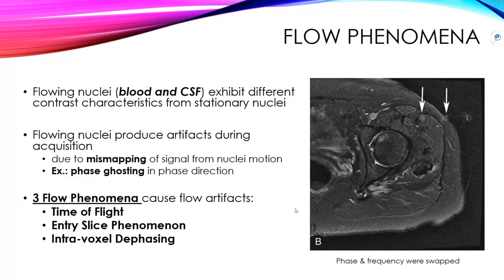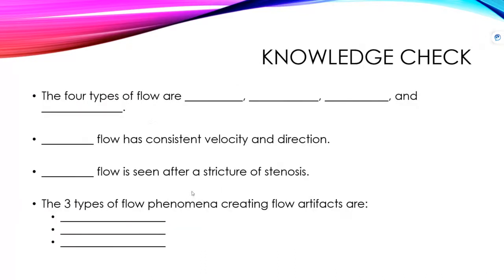So the 3 types of flow phenomena that we encounter in the body are time of flight, entry slice phenomenon, and intravoxel dephasing. And so I feel like intravoxel dephasing is kind of self-explanatory, but I will go over it briefly, and I'll cover these 2 a little bit more detailed.